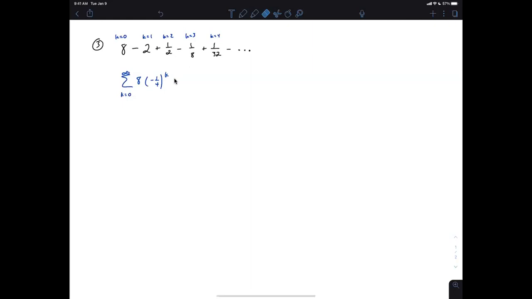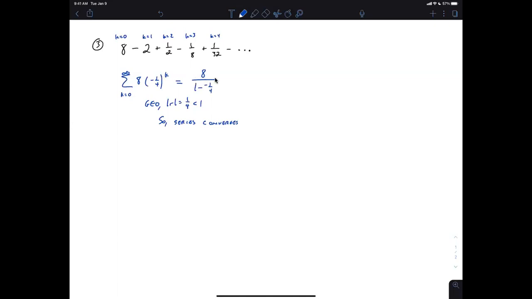This is a geometric series. The absolute value of r is positive 1/4. That's less than 1, so the series converges. It converges to a over 1 minus r. In this case, a is 8, and you can double check that by plugging in 0. So if I plug in 0 for k, I get 8 times negative 1/4 to the 0. Well, that's 8 times 1, so it's just 8.